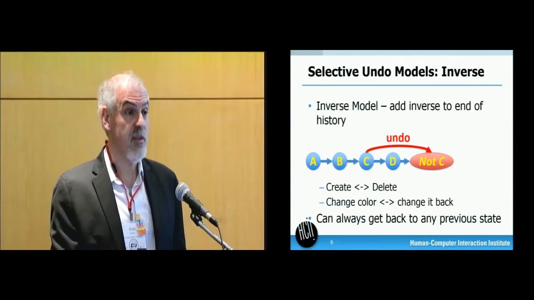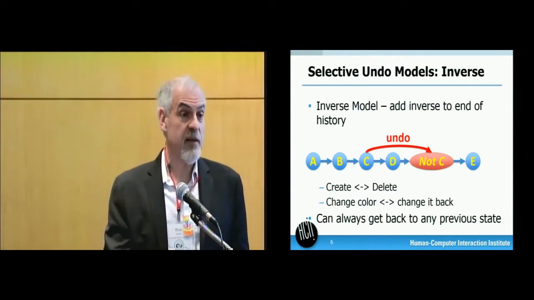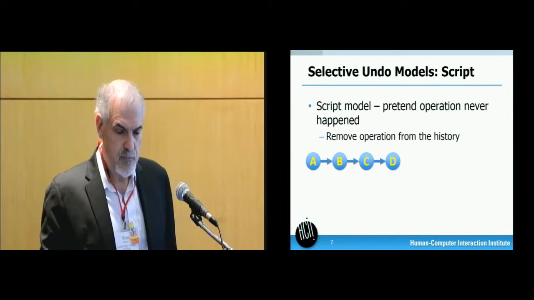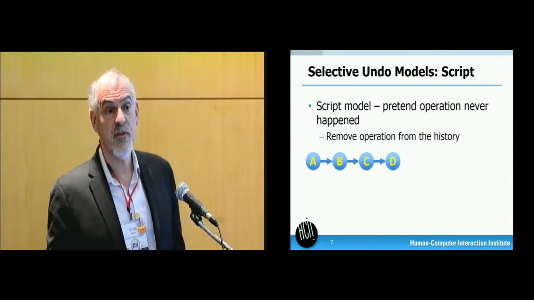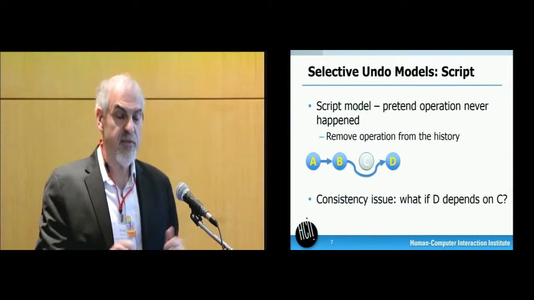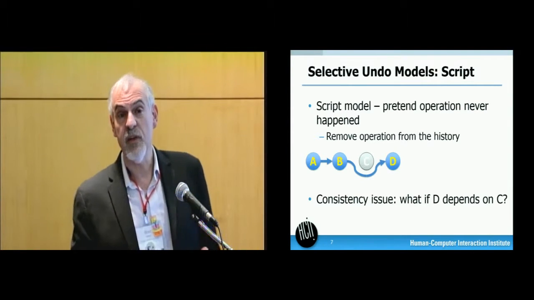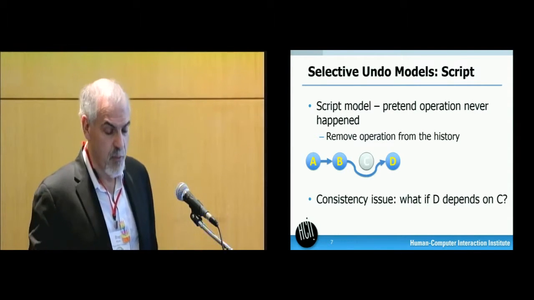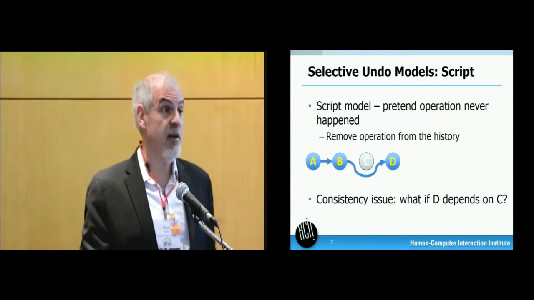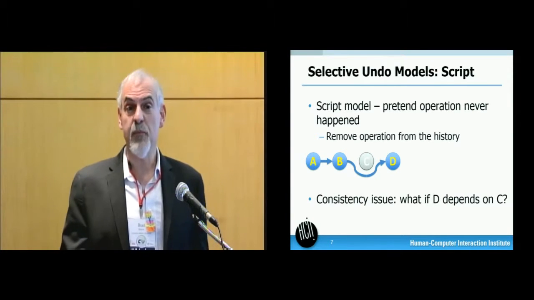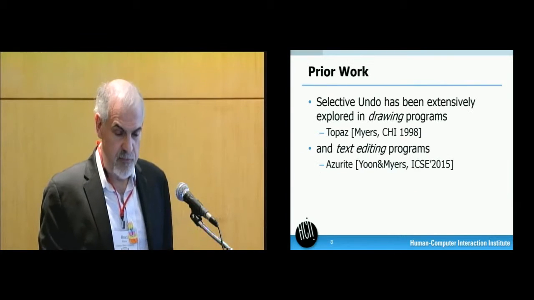The advantage of this is that you never really lose anything. Even if you do new stuff, you can always go back to any previous state. The other model is called the script model, and that's where you try and pretend that the operation never happened. So you kind of take it out of the history, and then you execute all of the operations as if you had never done C. And the problem with that, of course, is what happens if D depended on C. So C was the creation of an object, and D has changed that object's color. What does that mean to change the color of an object that no longer was created?